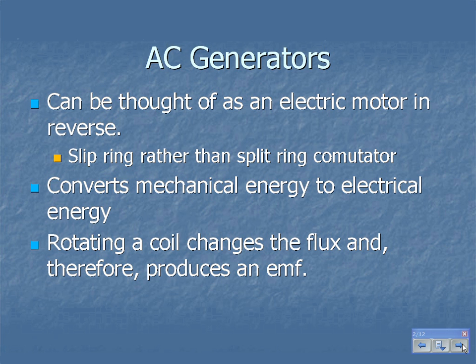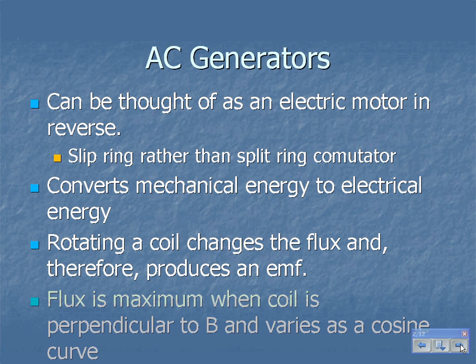You can visualize that when the coils are perpendicular to the magnetic field, you're going to have a maximum amount of flux. When the coils are parallel to the field, you will have zero flux, and that variation of flux will be like a cosine curve, basically. This is the basis for alternating current. We get alternating flux, which gives us alternating EMF, which generates alternating current, or AC.